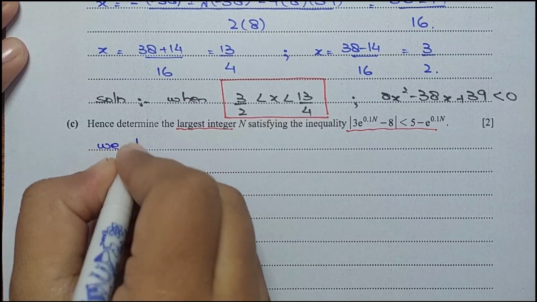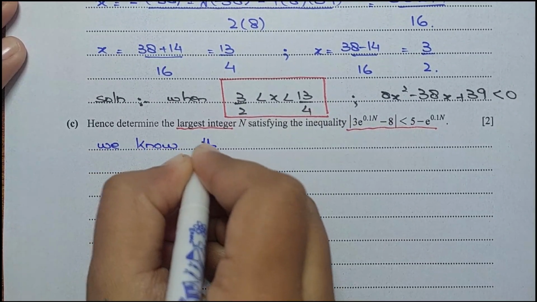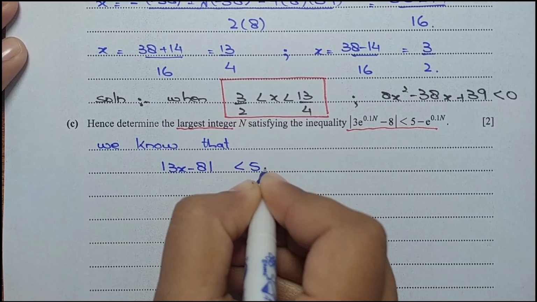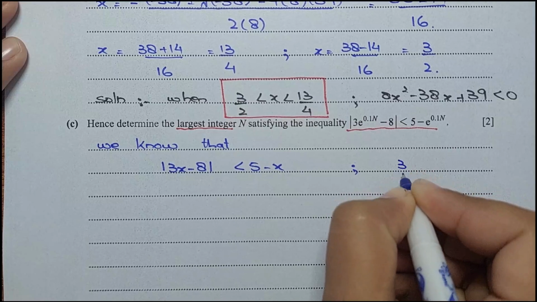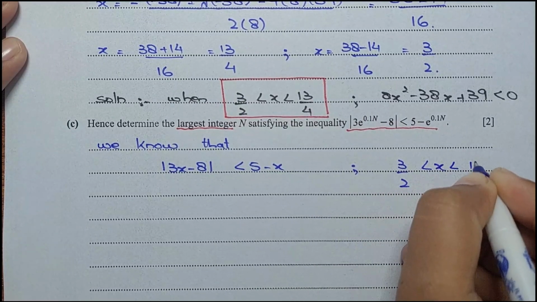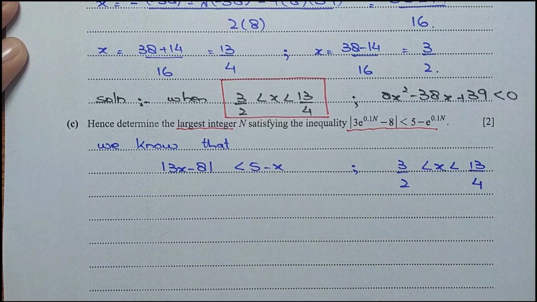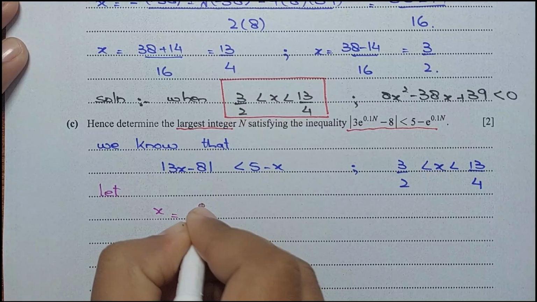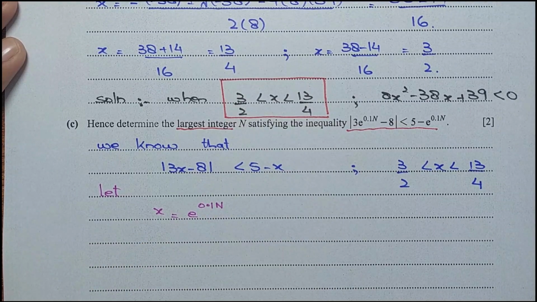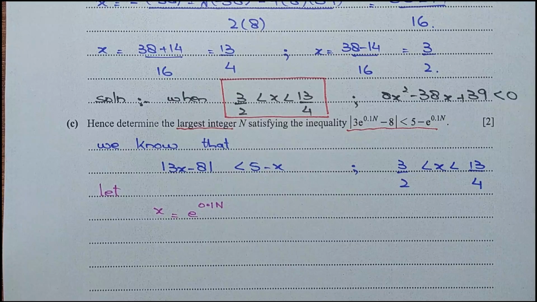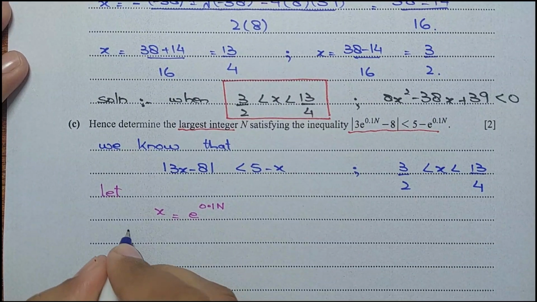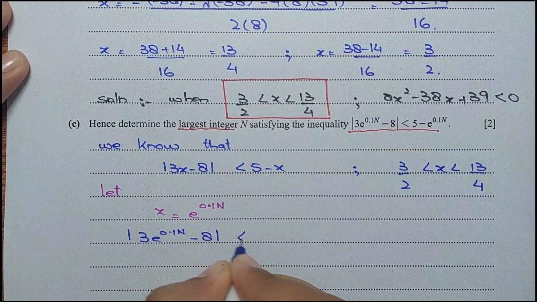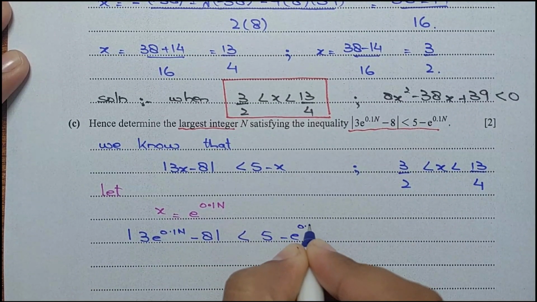So we know that when absolute of 3x minus 8 is less than 5 minus x, its solution is 3 over 2 is less than x is less than 13 by 4, for x. Now let x equal e to the power 0.1n. We have to replace the variable x with e to the power 0.1n. So here we can say absolute of 3 e to the power 0.1n minus 8 is less than 5 minus e to the power 0.1n.